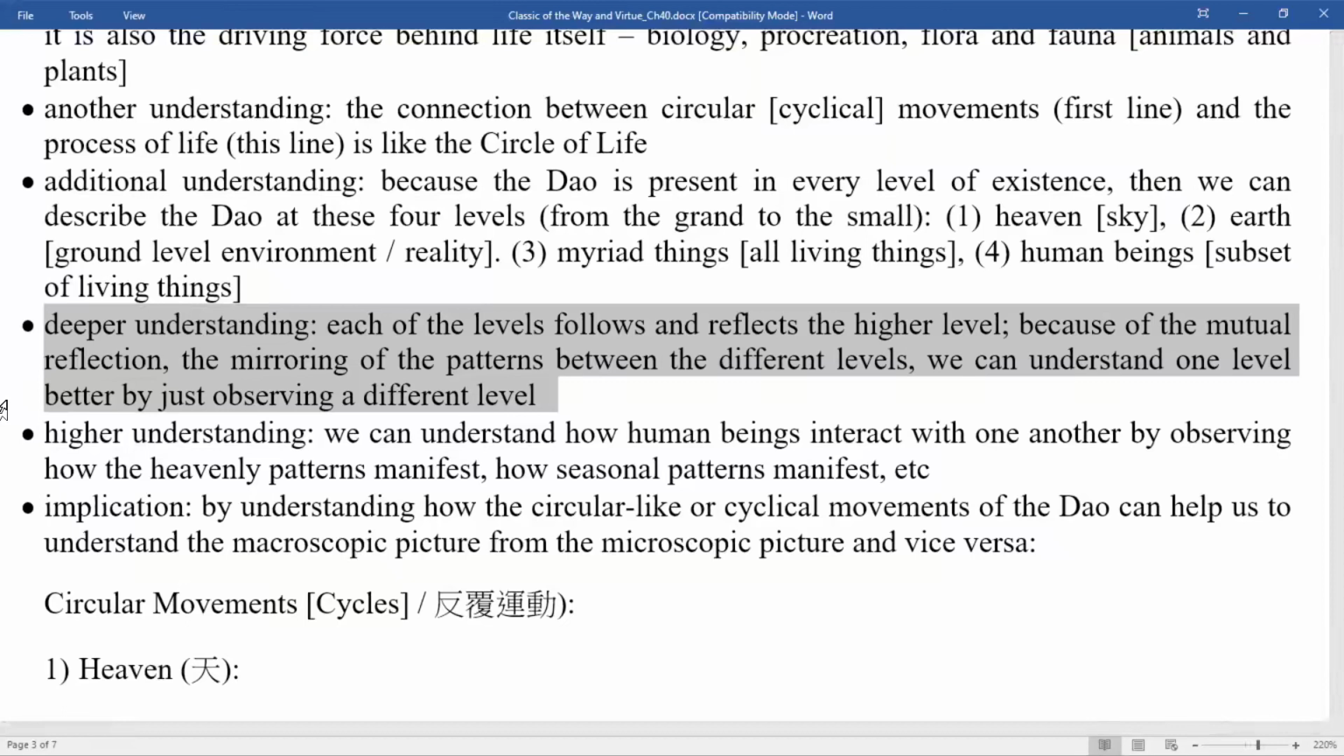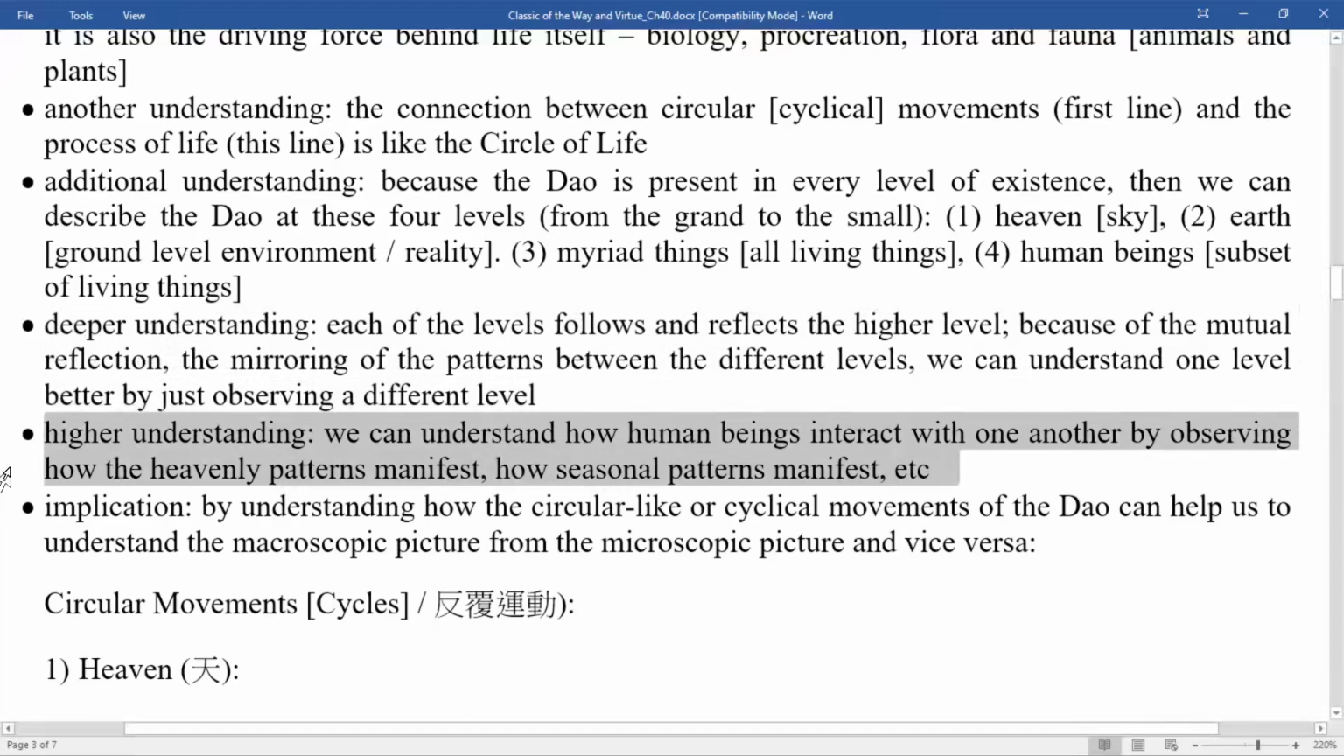So when the sages, they didn't have science, right? But they observed the heavens and the skies. Then they noticed the patterns there that occur in the heavens or in the sky. Then they understood it is also reflected on the earth level. Similar patterns, not identical, but similar. And likewise, from the earth level, they could see that the patterns are reflected also in the myriad things and on down to the human level.